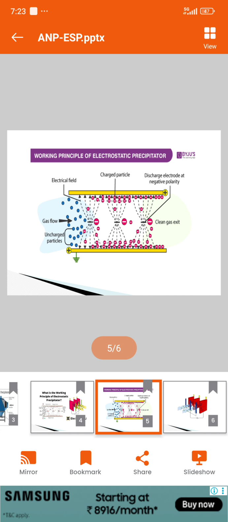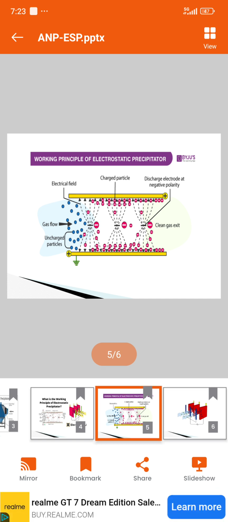As the name itself suggests, it is a precipitator whose overall working principle is based on an electric field or electrical energy. Because of this electric field, shown by the dotted lines, all the dust particles which have a negative charge get attracted towards these electrode plates which have a positive charge.